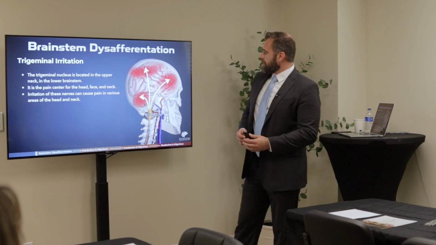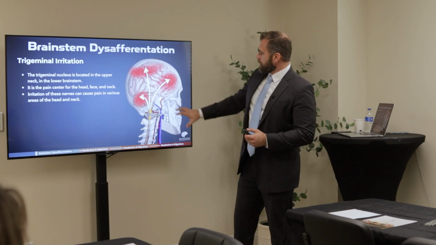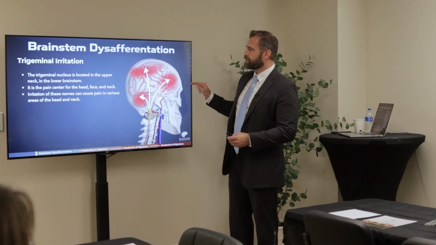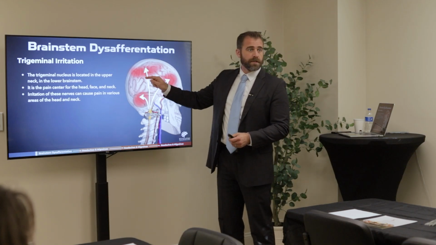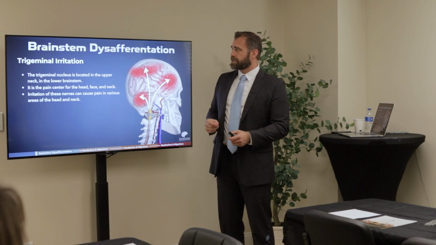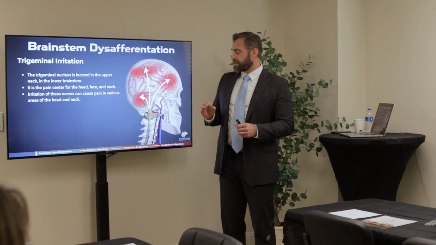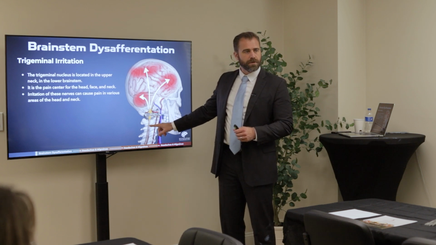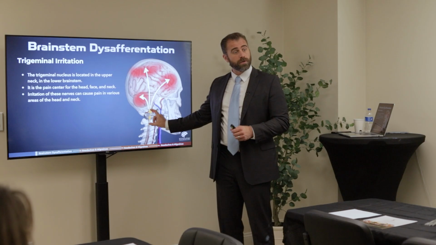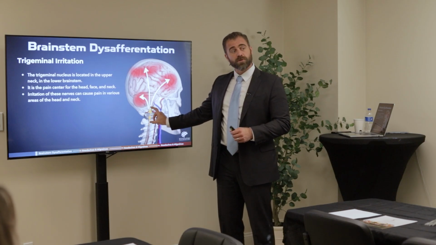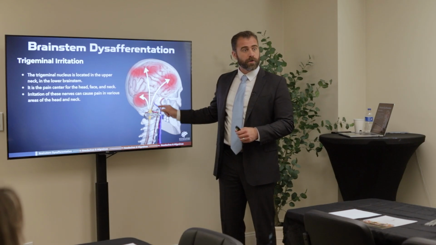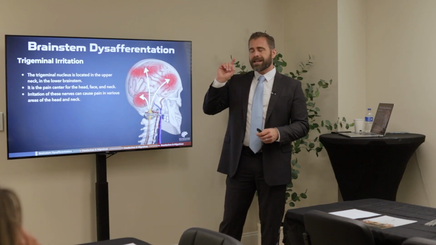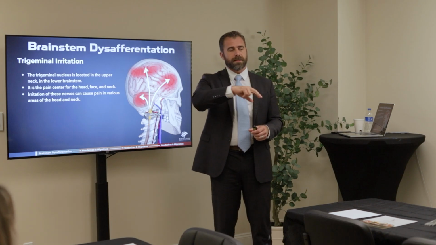So one of the disafferentations that's really common is when that upper neck gets misaligned, it causes disafferentation into the trigeminal nucleus. In summary, the trigeminal nucleus is the pain center for the head, the face, and the neck. It goes from about the foramen magnum as low as the bottom part of C2 in some people. So it's actually a really long nucleus. It's one of the ones that's most easily affected by a misalignment or a disruption of that upper neck. And so irritation of these nerves, they'll cause pain in various areas of the head, the face, and the neck.